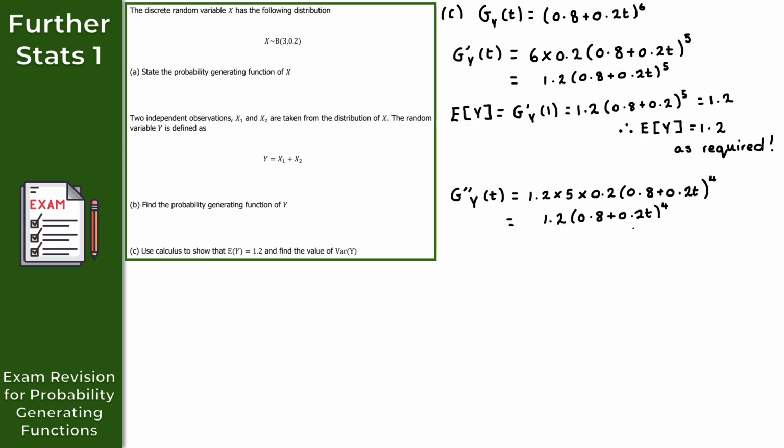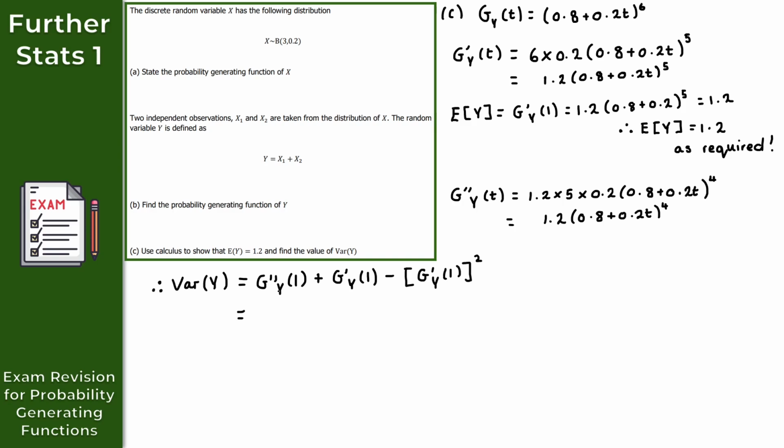Okay. So now to find the value of the variance. The variance of y is equal to g prime prime of y when t equals 1, plus g prime of y when t equals 1, minus the square of g prime of y when t equals 1. Okay, don't forget to square this bit here.